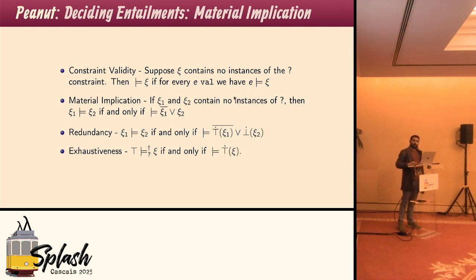And then you can use material implication. You might have remembered this from discrete math, right? So an entailment or an implication can turn into a not A or B, or in this case, not xi1 or xi2. And so you can turn these redundancy and exhaustiveness checking entailments into validity of material implication based hole-filled constraints. So you reduce the problem to this problem.